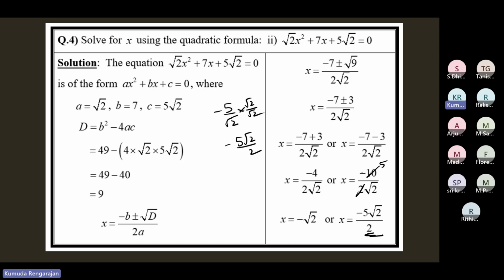You're right, actually. Minus 5 by root 2 is correct. But since the denominator is irrational, we need to rationalize the denominator. So multiply and divide by root 2, and that's how we get minus 5 root 2 by 2. Anyways, good question, Madhumita.